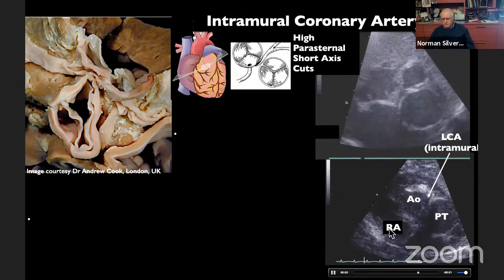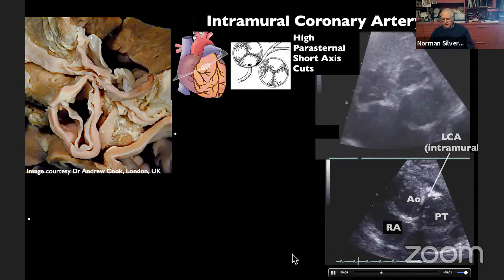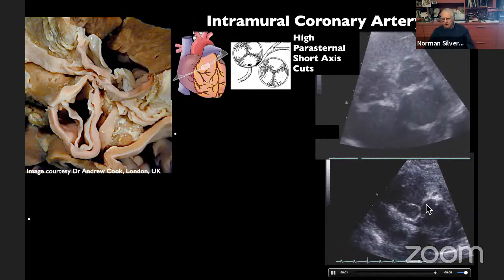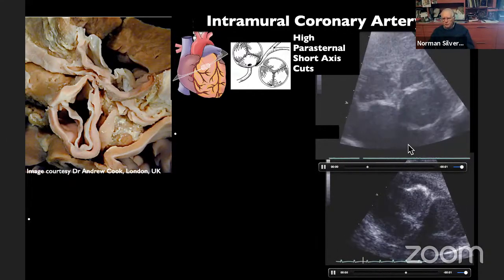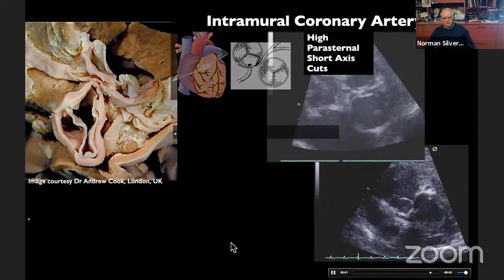And so you'll see, I'll take this off so that you can see the intramural coronary artery running out here and running between. So there's not only an intramural, but an interarterial course of this coronary artery.